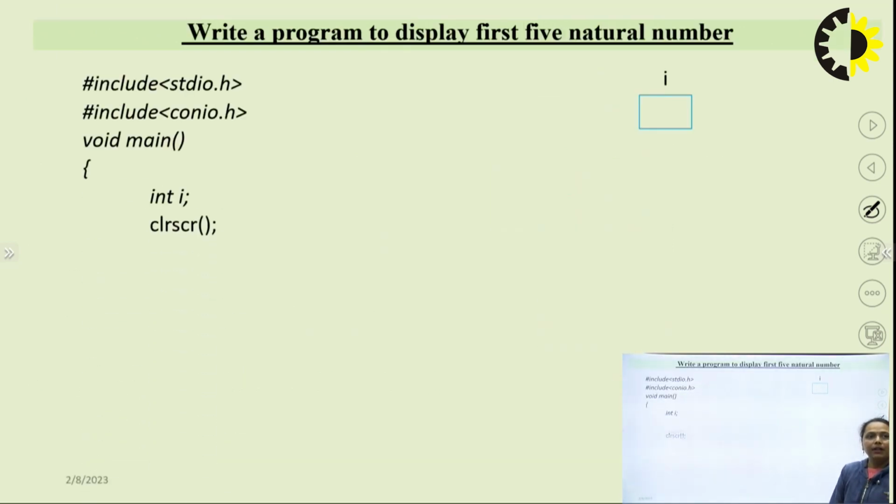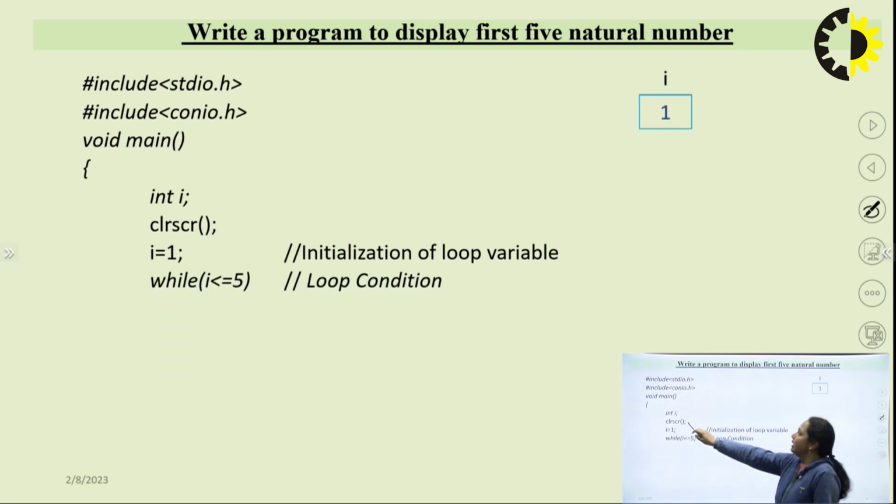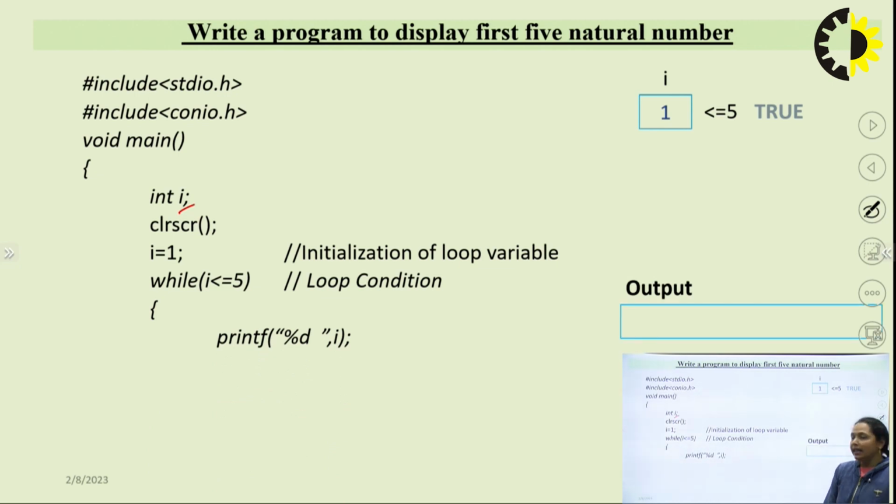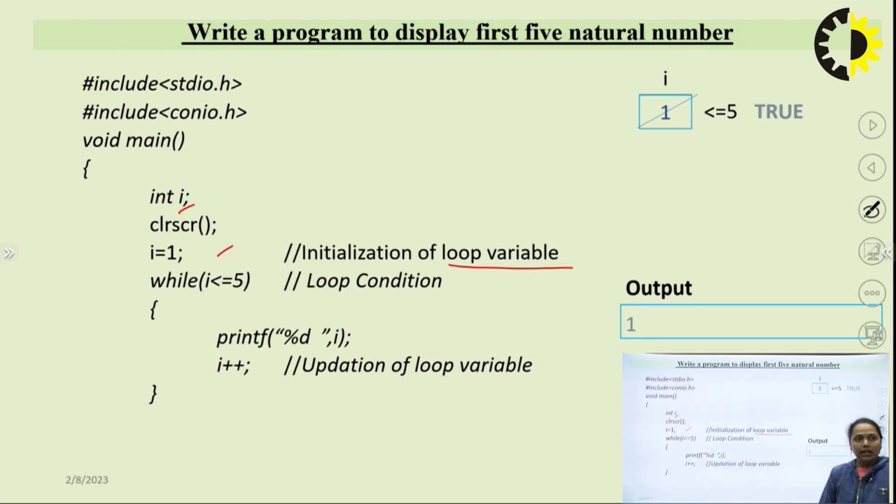This is the example for the while loop. So let us consider a number I of type integer. I is initialized by 1, that is the initialization of the loop variable. Now while I is less than or equal to 5, this is the condition for looping. What do I have to print? I have to print I. And what is the updation for the loop variable?